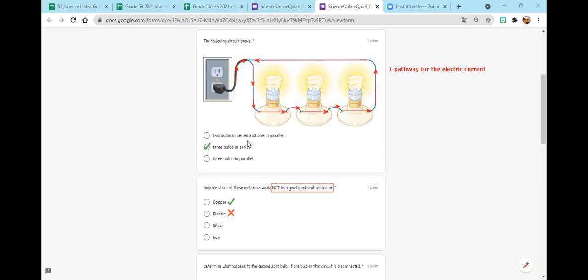Silver. The silver is also a metal. Conductor. Iron. Iron is also a metal. It's like the copper and the silver. Metals are good conductors of electricity. So which answer is the correct one? The plastic. The plastic is the correct answer.